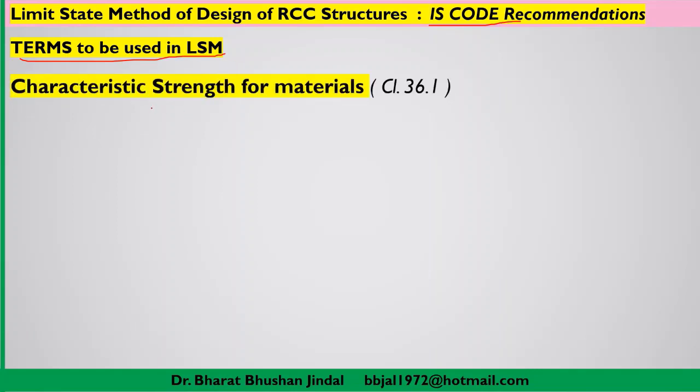The very first term which we are going to use, clearly mentioned in clause number 36.1 of IS 456, is the characteristic strength for material. As we have gone into detail regarding the characteristic strength of concrete, here we are using two types of material, concrete as well as steel. What the code is suggesting can be referred to in clause number 36.1, and let us just revise characteristic strength for material.